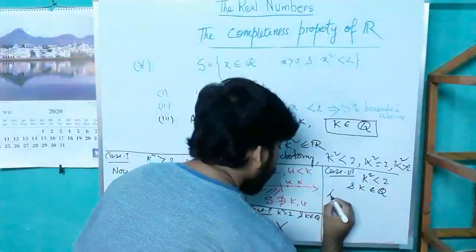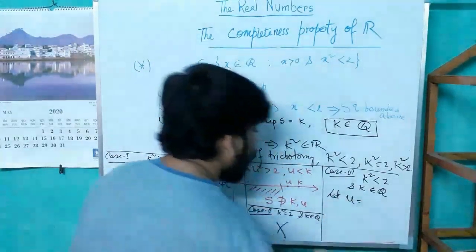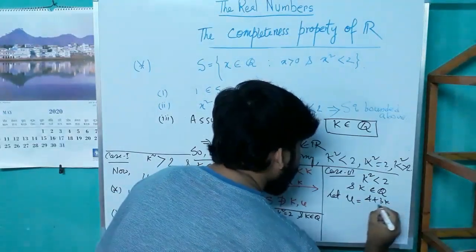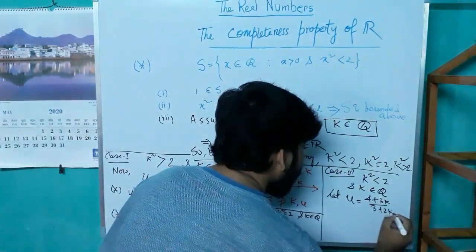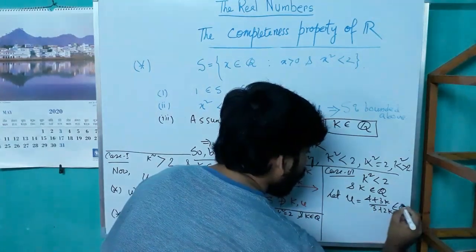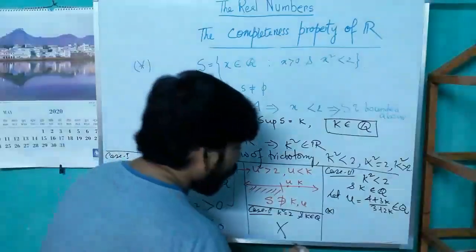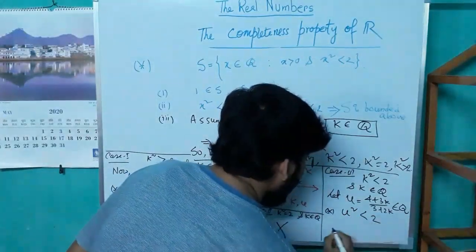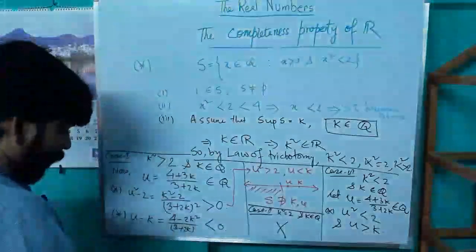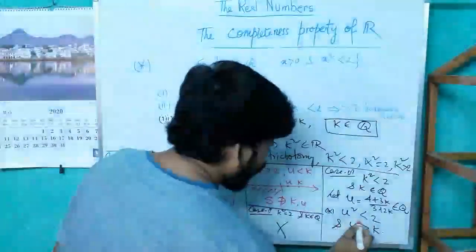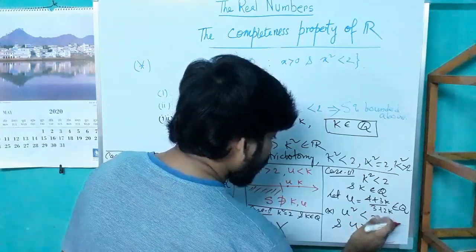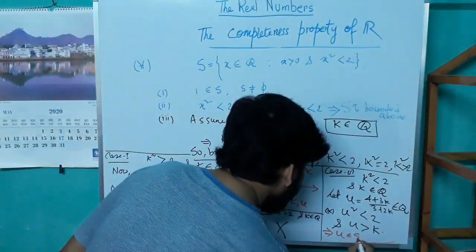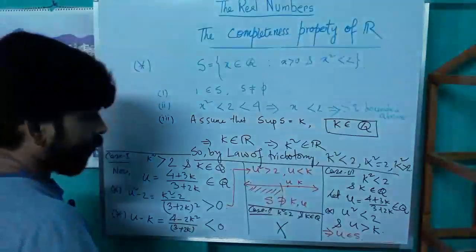Here we also construct a rational number u as (4 + 3k)/(3 + 2k). Since k is rational, u belongs to Q. It is easy to calculate that u square is less than 2 and u is greater than k. Since u square is less than 2 and u is rational, this implies u is an element of the set S.